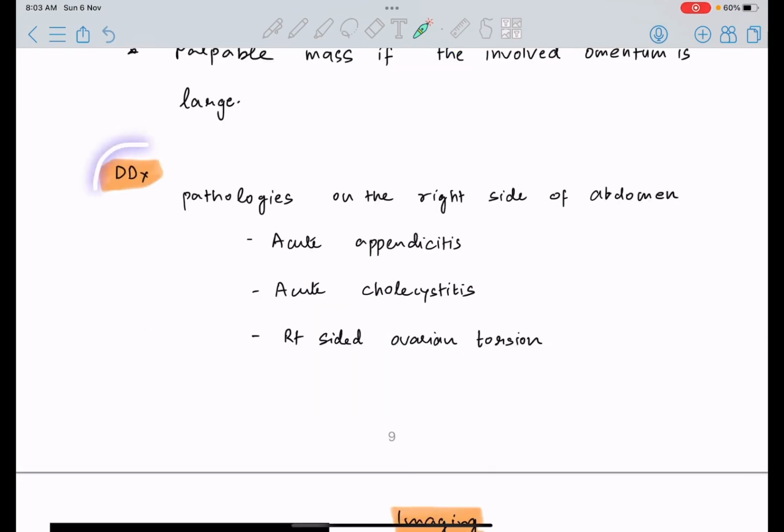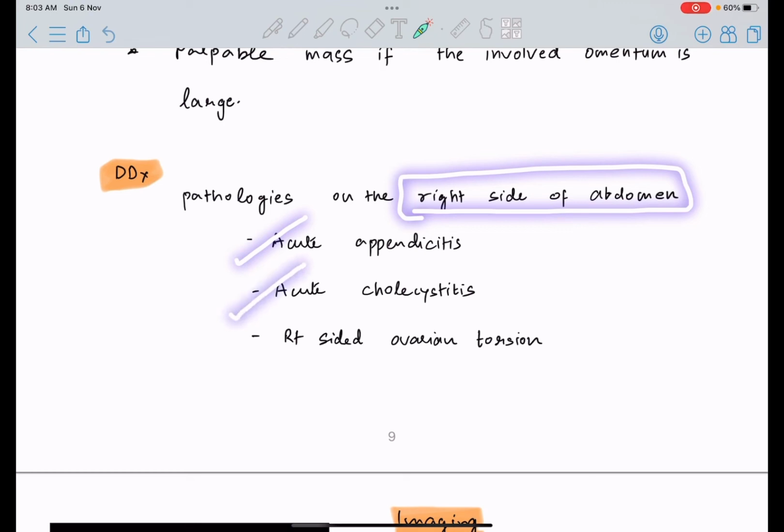The differential diagnosis of an omental torsion should be kept in mind, because if a patient presents clinically, then the pathologies on the right side of the abdomen have to be kept in mind, which are acute appendicitis, acute cholecystitis, and a right-sided ovarian torsion.